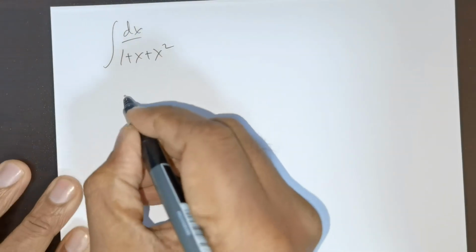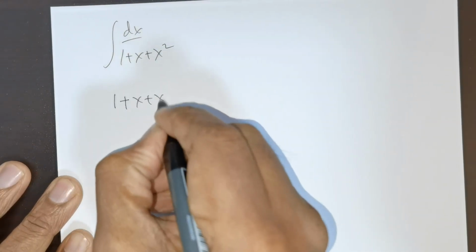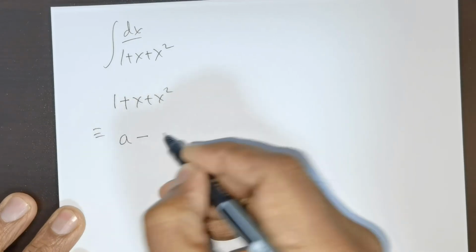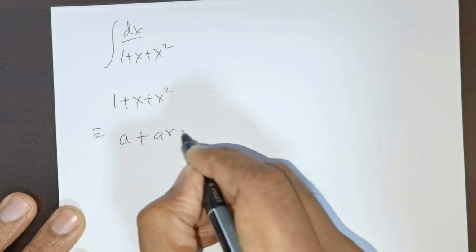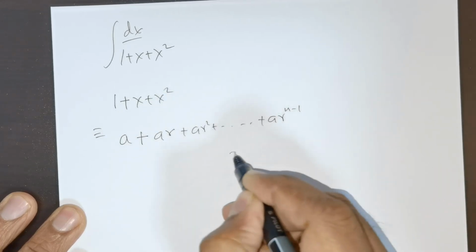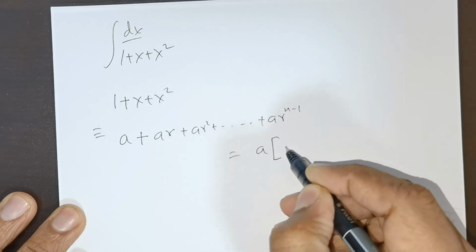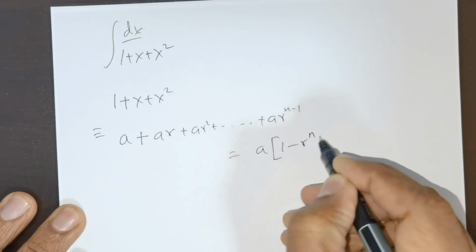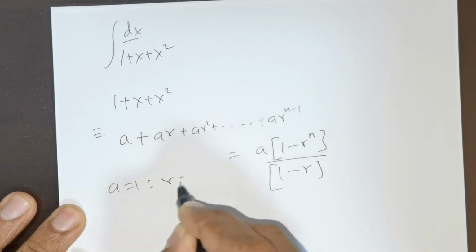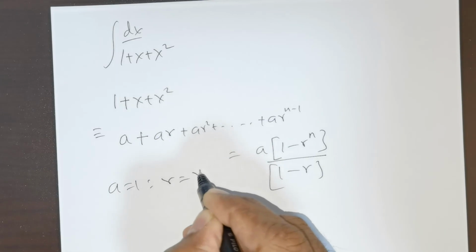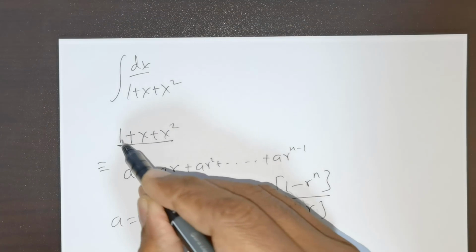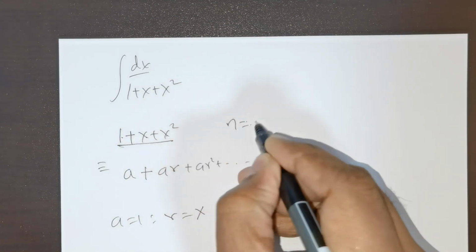Now let us consider the denominator, which is 1 plus x squared. This is similar to the geometric series expansion, which is given as a plus ar plus ar squared, etc., up to a times r raised to the power of n, which can be rewritten as a times 1 minus r raised to the power of n divided by 1 minus r, where a is equal to 1 and r is equal to x in this case. Find the number of terms: you got 1, 2, 3, so n is equal to 3.